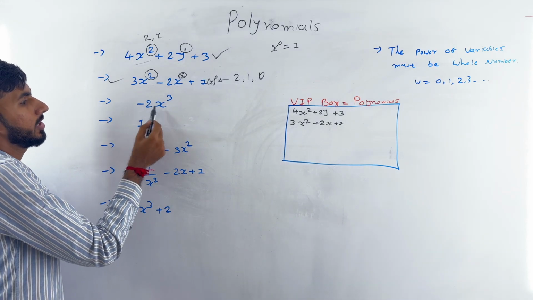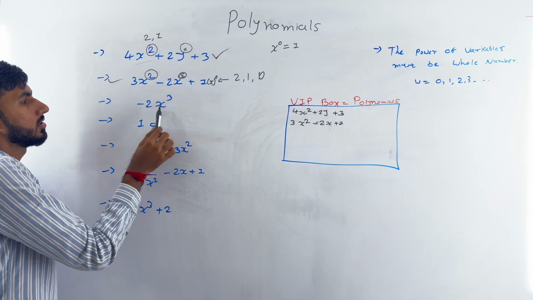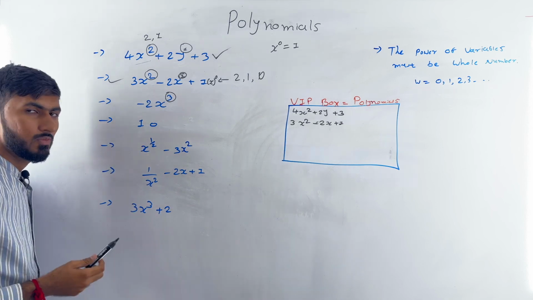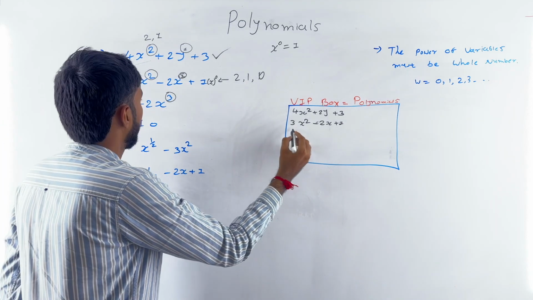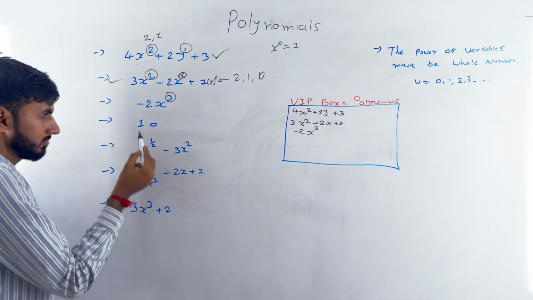Now here, minus 2x cube. Here I have only one term, right? So the power of the variable is 3 for this. Now is 3 a whole number? Yes. So I can write minus 2x cube as a polynomial, right?